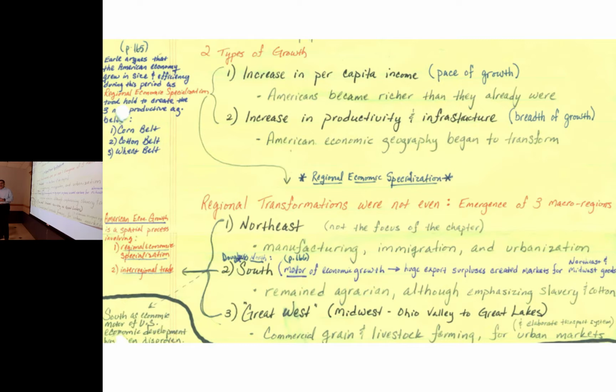So American economic geography begins to transform from something that was coastal to something that was more focused on the interior. This is the period when we begin to see something that we call regional economic specialization in the United States. The very first real economic specialization in a broad region. If we look at the three regions of the United States during this period, we might say there's a Northeast, which would include New England and perhaps New York, maybe Pennsylvania.